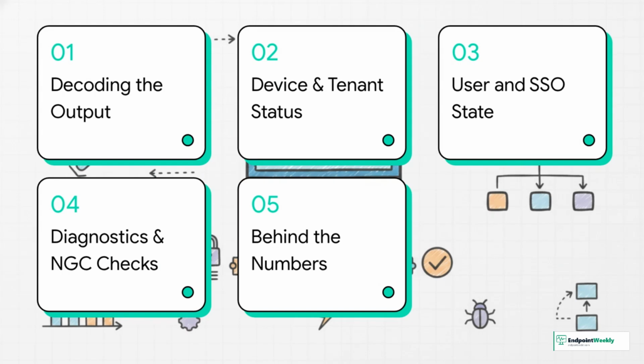So here's our game plan for this explainer. 1. Decoding the wall of text. 2. Device and tenant status. 3. User and SSO state. 4. Diagnostics and NGC checks. And 5. Behind the numbers.